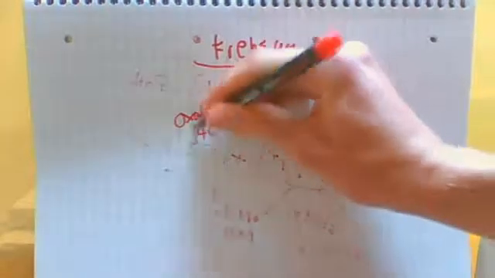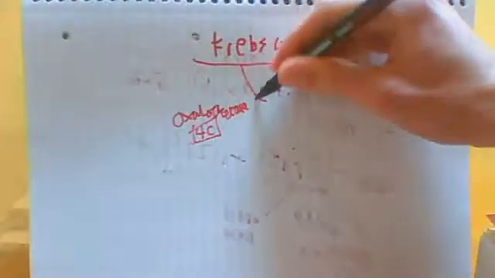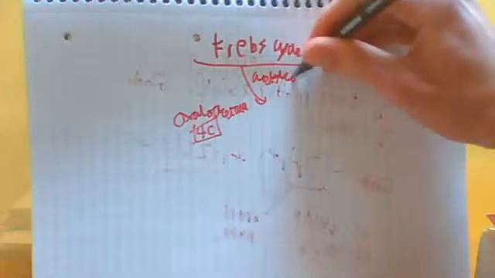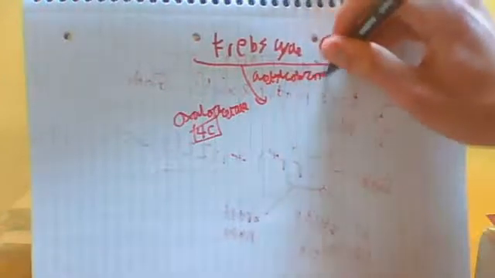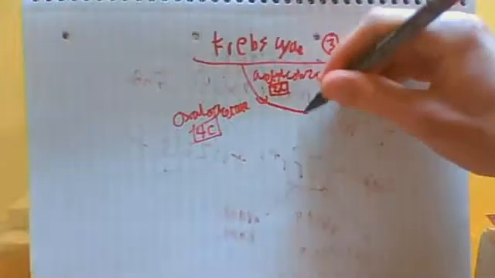oxaloacetate, which you haven't come across before, which is a 4-carbon compound, and it combines with a product from the link reaction known as acetyl coenzyme A, which you should have heard of if you've seen my last video on the link reaction. Acetyl coenzyme A is a 2-carbon molecule. What happens is these combine together to form a 6-carbon molecule known as citrate. Okay, so this is 6-carbon.